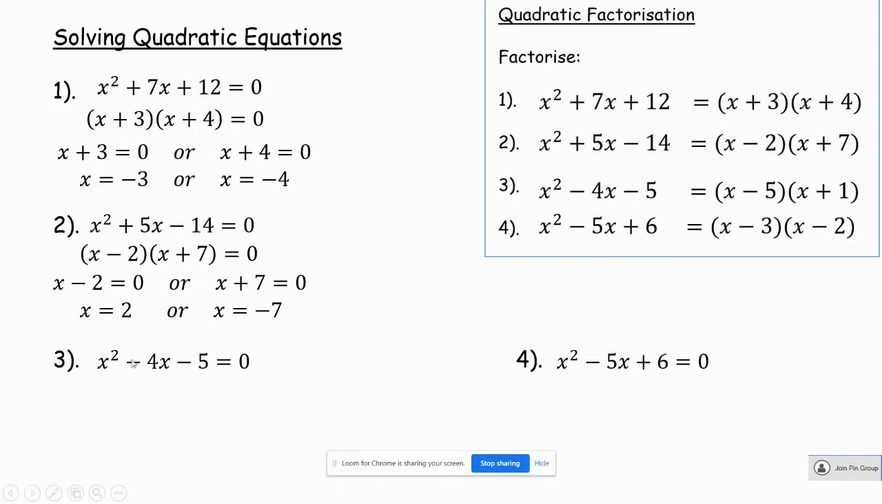Okay, so next one, got a quadratic expression equaling 0, making an equation. First step is to factorize, just like we did before.